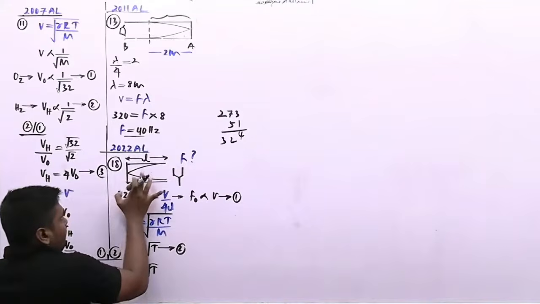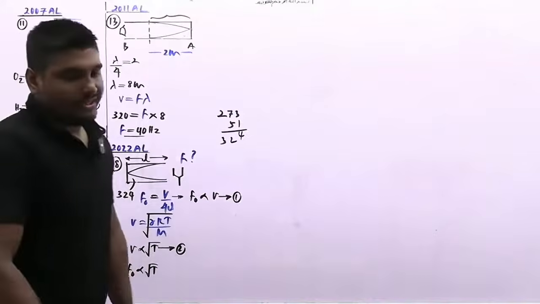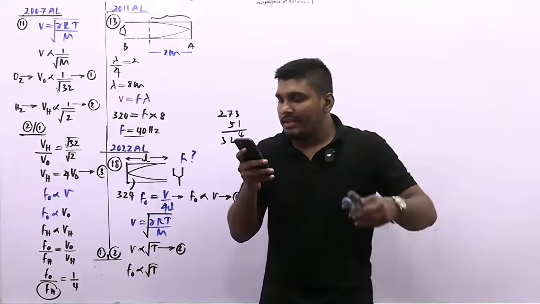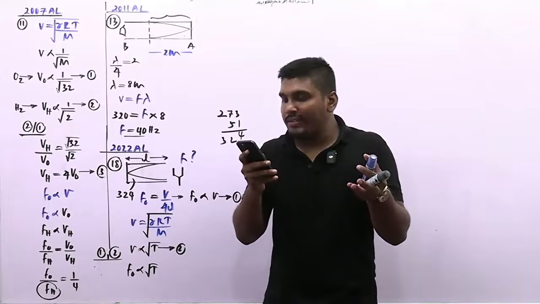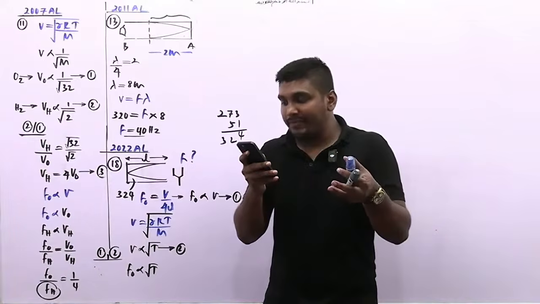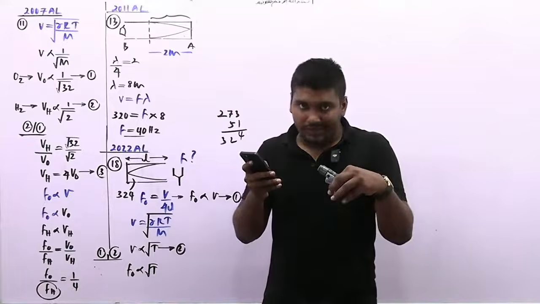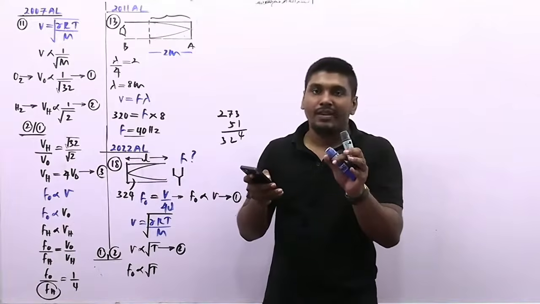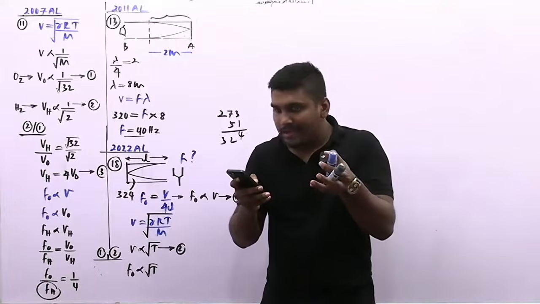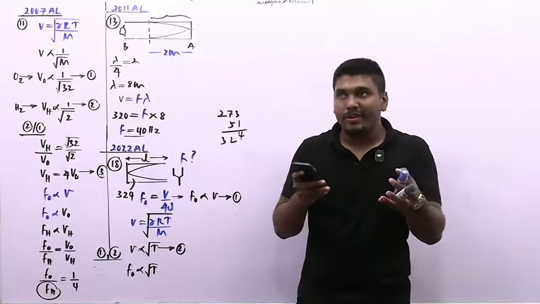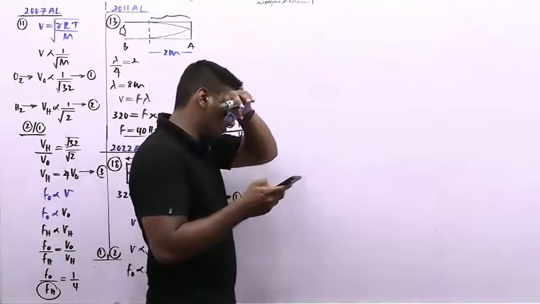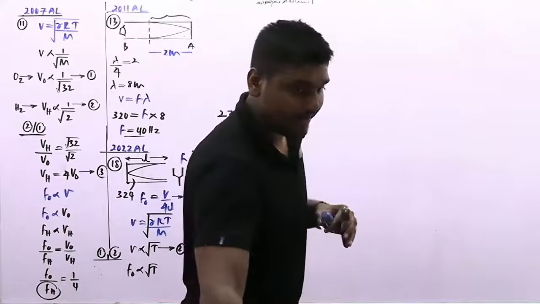In the beginning, the temperature of the air column was 51 degrees Celsius. Later, they say the same beat frequency is heard when the tuning fork is sounded with a tube filled with air at a temperature of 127 degrees Celsius. If you convert 127 degrees Celsius into Kelvins, how much? 273 plus 127 is 400 Kelvins.